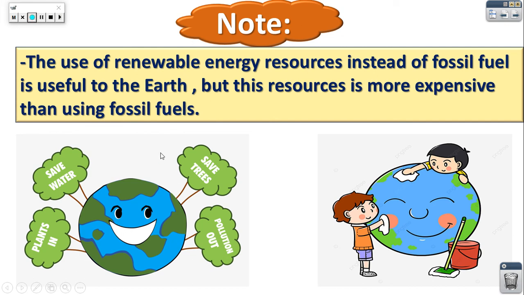Think, and now let's know this note. The use of renewable sources of energy instead of fossil fuel is useful to the earth, but these resources are more expensive than using the fossil fuel.